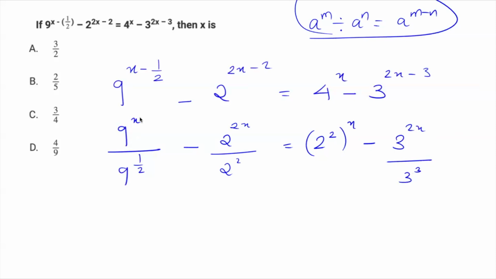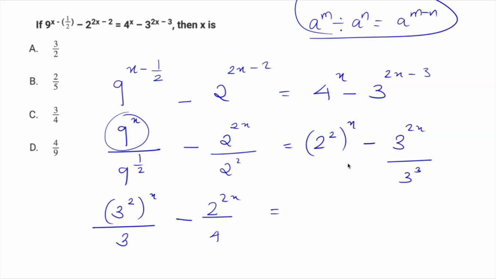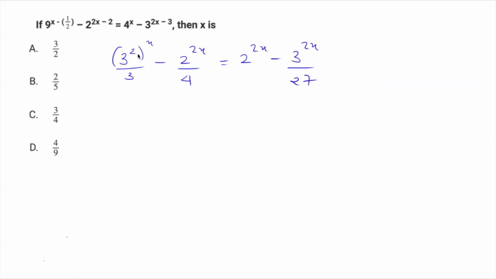Okay guys, now 9 raised to x we can write this term here as 3 raised to 2 the whole raised to x divided by 9 raised to half is basically root of 9 which is 3 minus 2 raised to 2x divided by 2 square will be 4, will be equal to 2 raised to 2 the whole raised to x will be 2 raised to 2x minus 3 raised to 2x divided by 3 cube is 27. Further, 3 raised to 2 the whole raised to x, this term will be 3 raised to 2x divided by 3. Let's bring its partner from the right hand side to the left hand side.